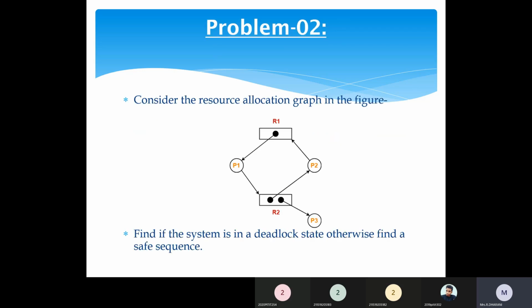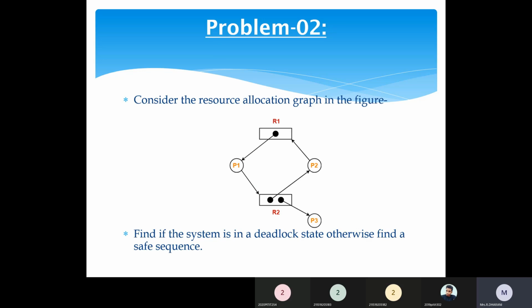Okay, let us see a second problem. Consider the resource allocation graph in the figure. Find whether the system is in a deadlock state. Otherwise, find a safe sequence. If there is no deadlock state, we need to find out whether the system is in a safe sequence by using the Banker's algorithm concept.